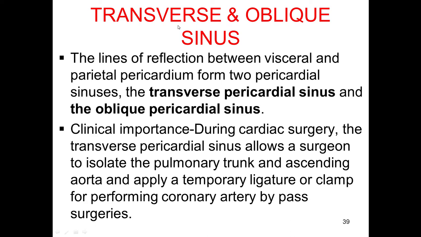Like for example, for the transverse sinus, during cardiac surgery, this sinus allows the surgeon to isolate the pulmonary trunk and also the ascending aorta, and then apply a temporary ligature or a clamp. This is required for performing surgeries like coronary artery bypass surgeries. So, the knowledge of transverse and oblique sinus is a must, and these are nothing but the lines of reflections between visceral and the parietal pericardium.